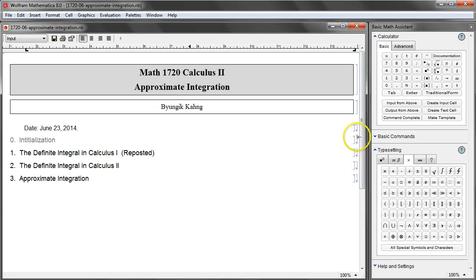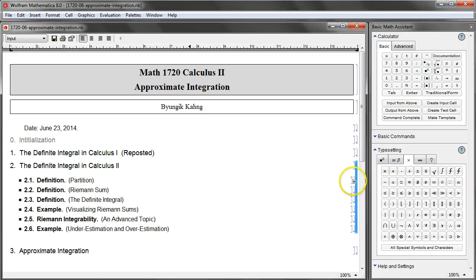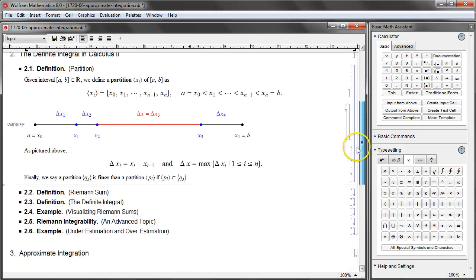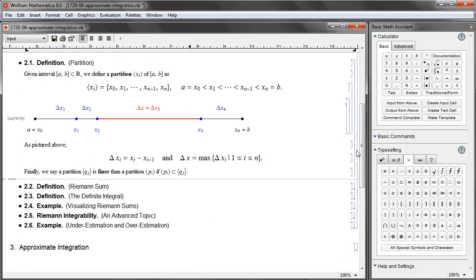So let's review that part. How did we define the definite integral? Well, Riemann sum and Riemann integrability began from the concept of partition, so let's begin with the partition concept. So here's a review of a partition. Given a closed and bounded interval a to b, a partition is a finite sequence of real numbers x0, x1, x2, all the way up to xn in strictly increasing order, where x0 is the same as starting point a and xn is the same as ending point b.